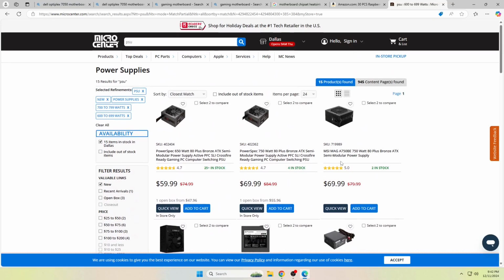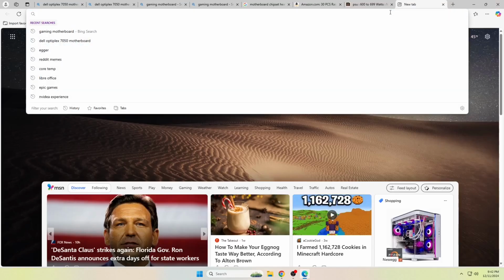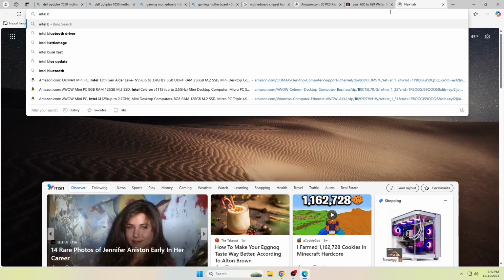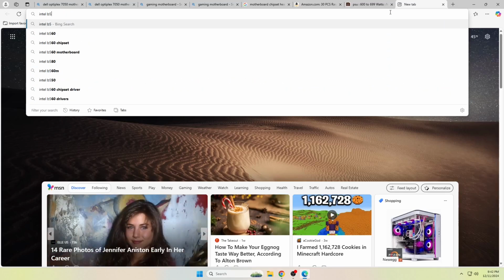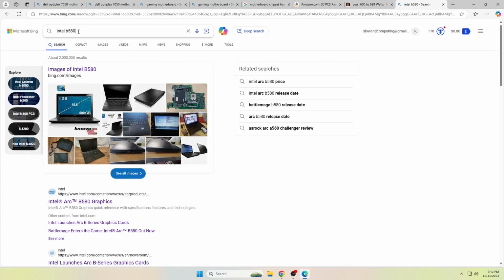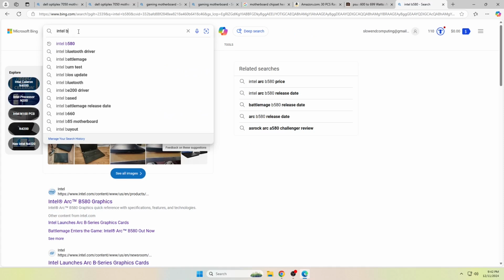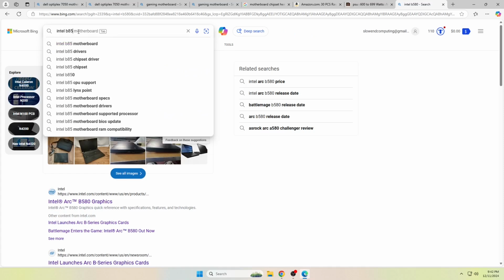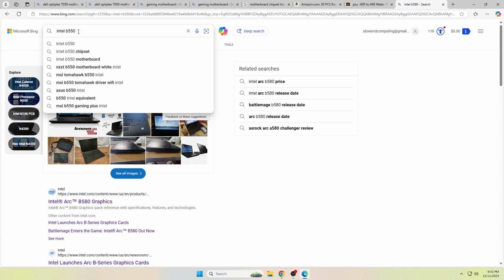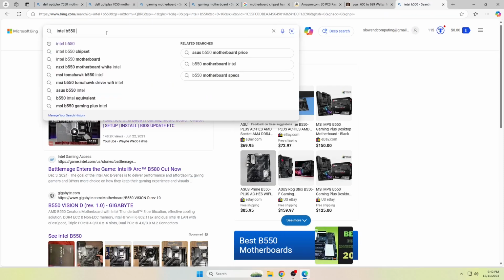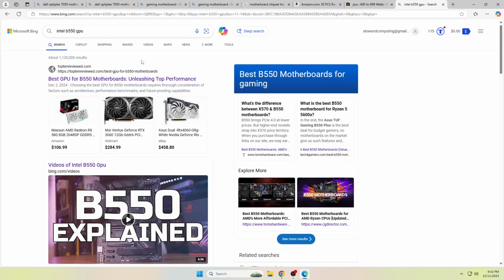One of the reasons why I'm looking at a new power supply isn't just because of the limitations that I feel like this computer is running into. It is also because Intel has just announced their B5, what is it, 80? I think it's 80. No, it is not. Is it the 850? No, that's not it. All of these freaking numbers. No, the GPU, Bing, come on.